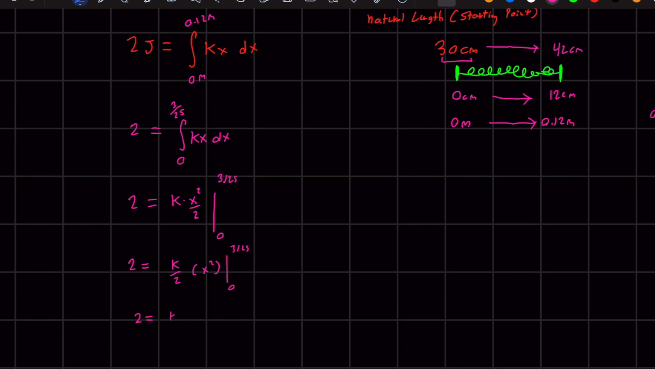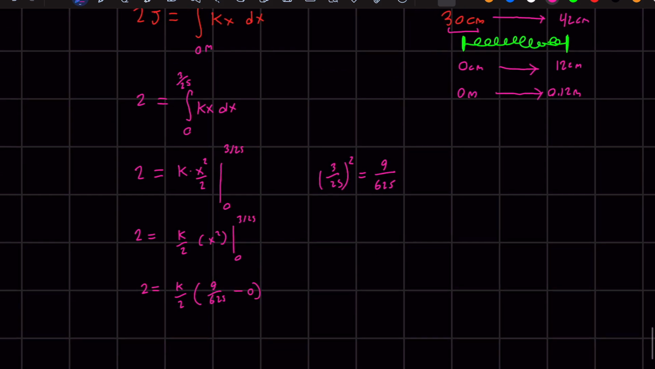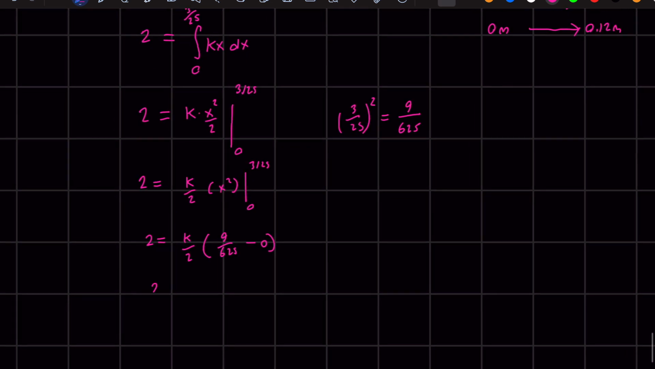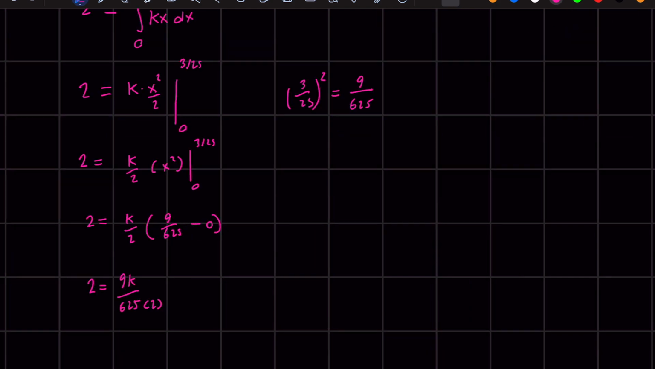We have 2 is equal to k over 2. Now 3 over 25 squared, you can do that on the side. If you square the top, which is 9, and you square the bottom, that's 625. So we get 9 over 625 minus 0 squared, which is just 0. So we're left with that. Now we have 2 is equal to 9k over 2 times 625. I can multiply that 2 on both sides. So we get 4 is equal to 9k over 625.